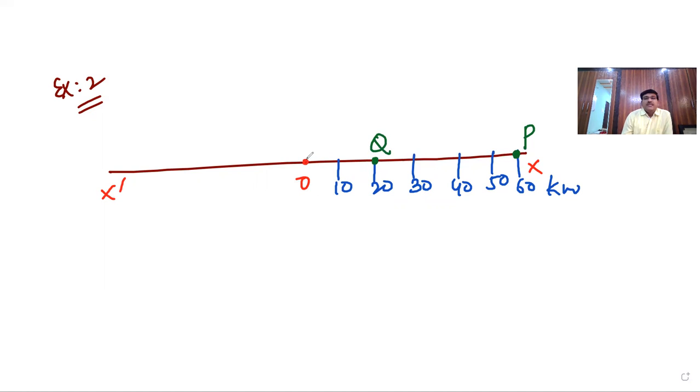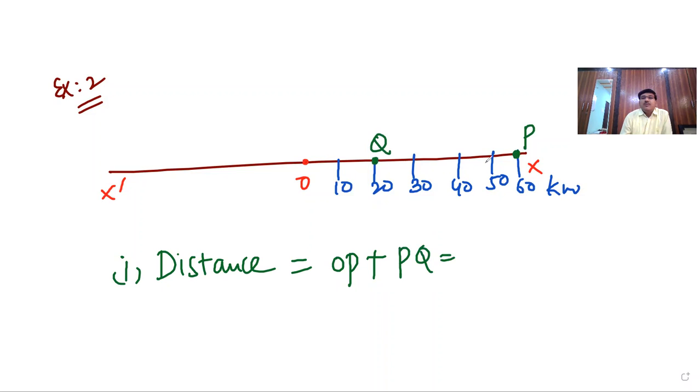Observe. The object is from here, O, initially. It has first traveled to P. Then from P it has come back to Q, in the backward direction. Now I need two things here: distance as well as displacement. Now, what is the distance? First, we are interested in the distance. First, it has gone O to P. Then P to Q.